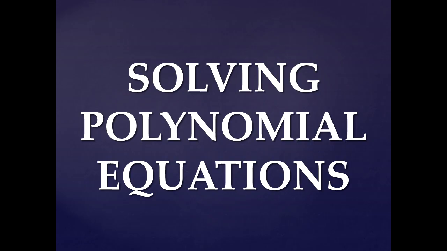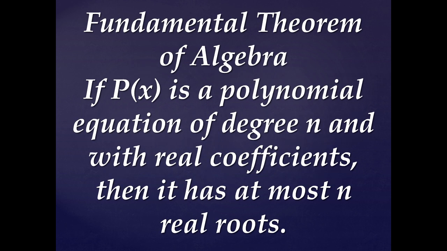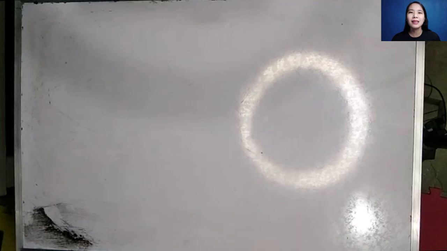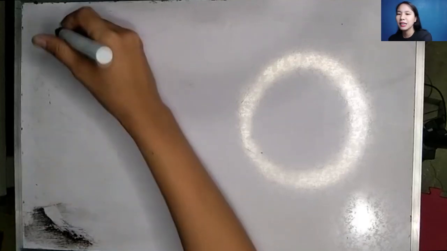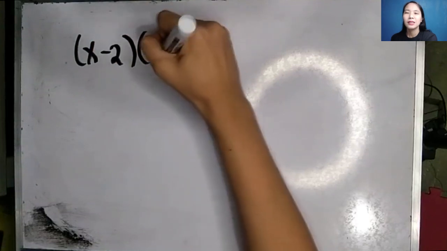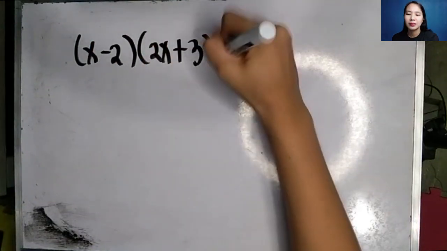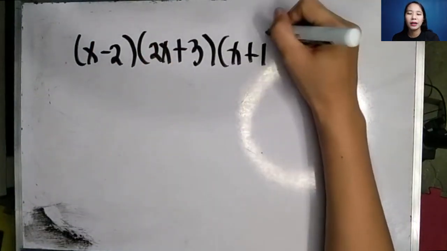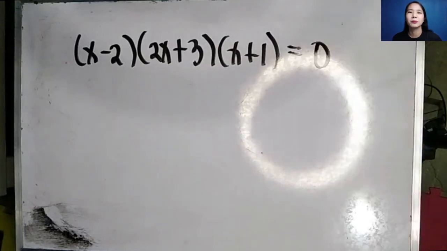Solving polynomial equations. According to the fundamental theorem of algebra, if p of x is a polynomial equation of degree n and with real coefficients, then it has at most n real roots. Let us have an example. The given is (x - 2)(2x + 3)(x + 1) = 0.